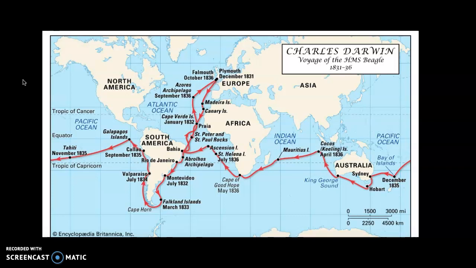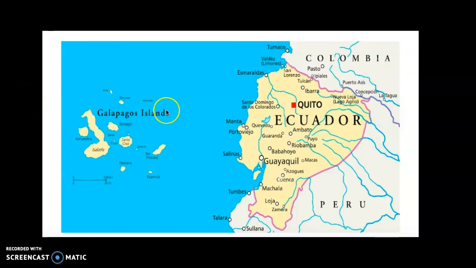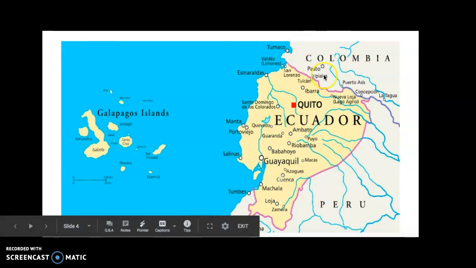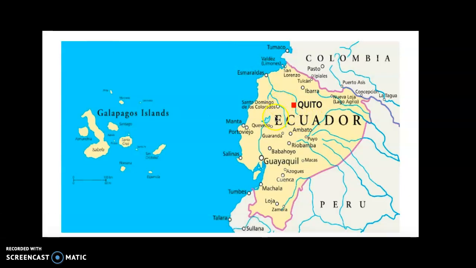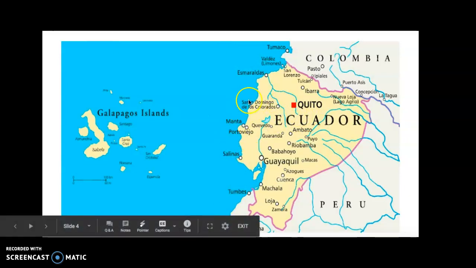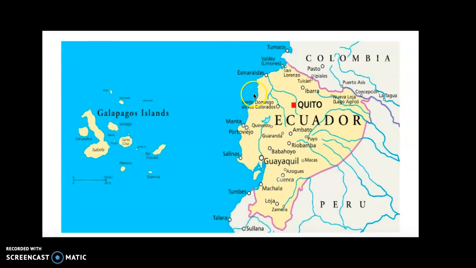There are some interesting things that I'm going to go over about that. Most notable of his observations were between South America and the Galapagos Islands. So when we look at a map here, this is South America, and so we have Colombia, Ecuador, Peru. What Darwin noticed, as he's traveling along the coast here, is that the beaks of the finches had different qualities about them.